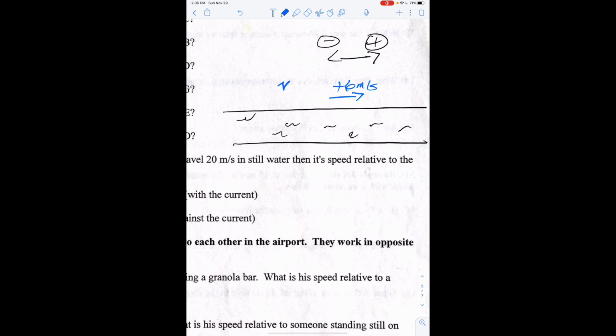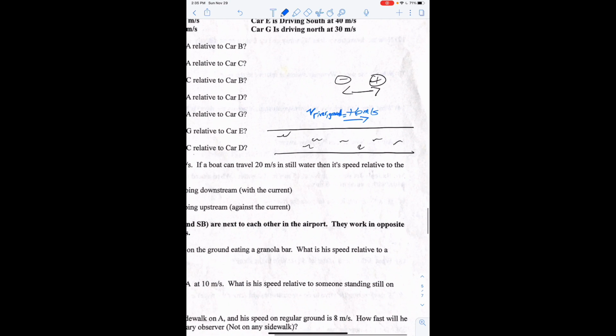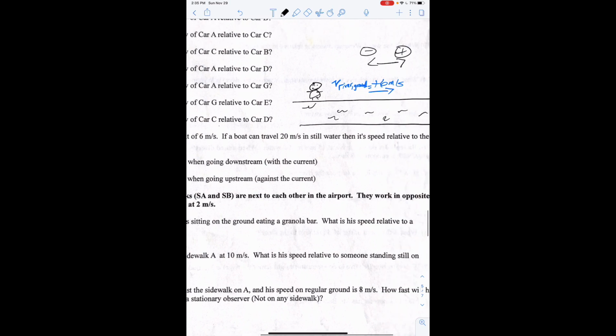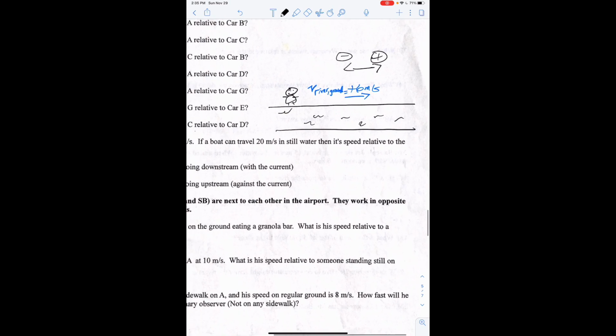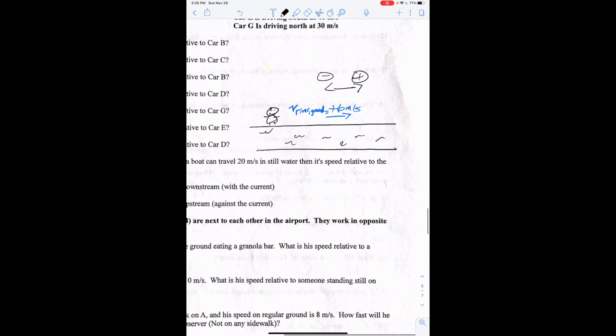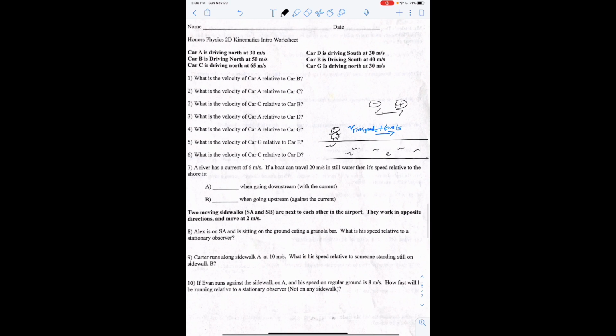And this is really the velocity of the river relative to the ground, right? That's really what that's saying. It's moving to the right at positive 6. If you were on the ground watching this river go past, you would say that river is definitely moving right at positive 6. Okay. Then it says, if a boat can travel 20 meters per second in still water, then its speed relative to the shore is what? And it says, when going downstream or when going upstream.